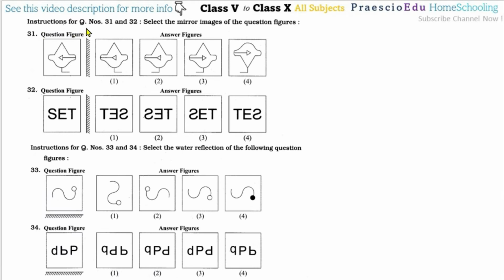Then the instructions for question number 31 and 32: select the mirror images of the question. For question number 31, the mirror is in vertical position, so the correct answer is option number 3. For question number 32, the answer is option number 1. Then the instruction for question number 33 and 34: we have to find the water reflections for the following questions. For question number 33, the answer is option number 3, and for question number 34, the answer is option number 4.